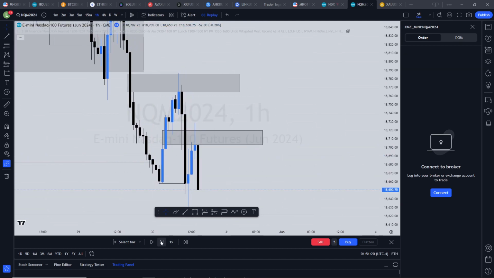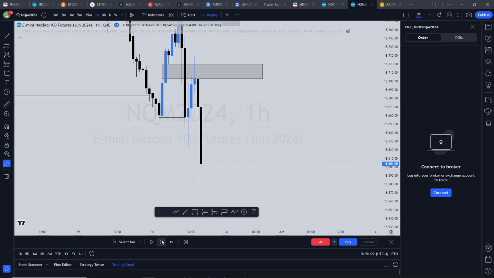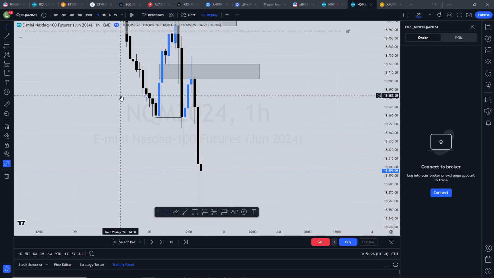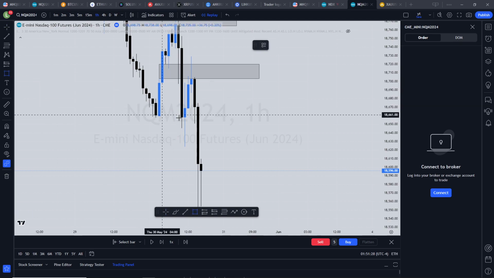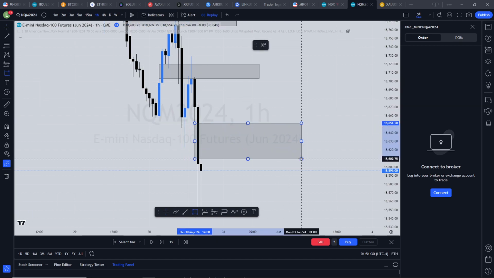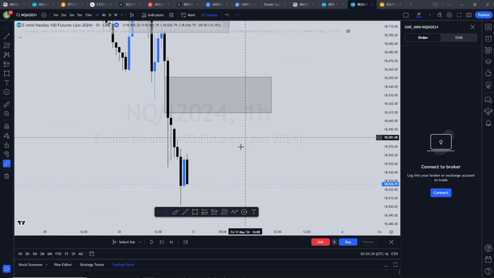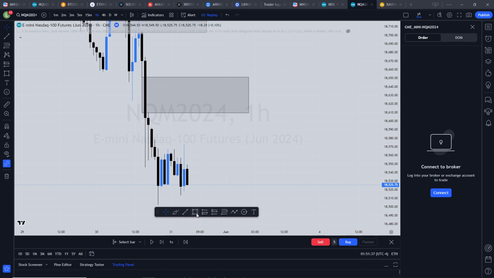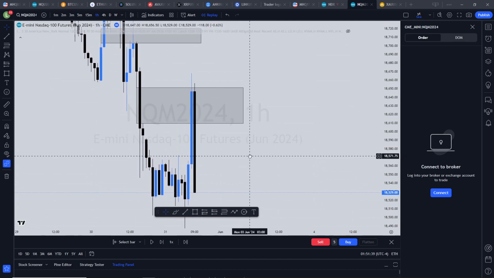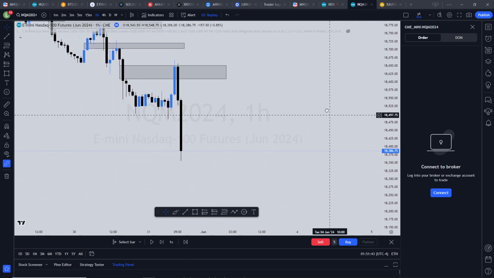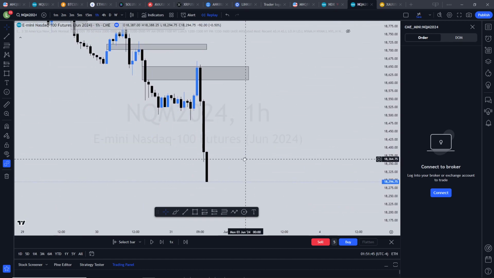All right, still no PD arrays. All right, we already took all these out. And now we get this fair value gap. Now let's see the reaction to this fair value gap. All right, seems like we respected it. You can see we continued down after respecting it.